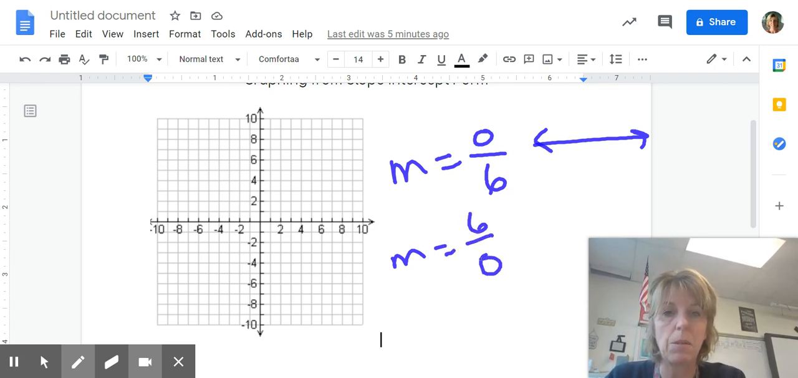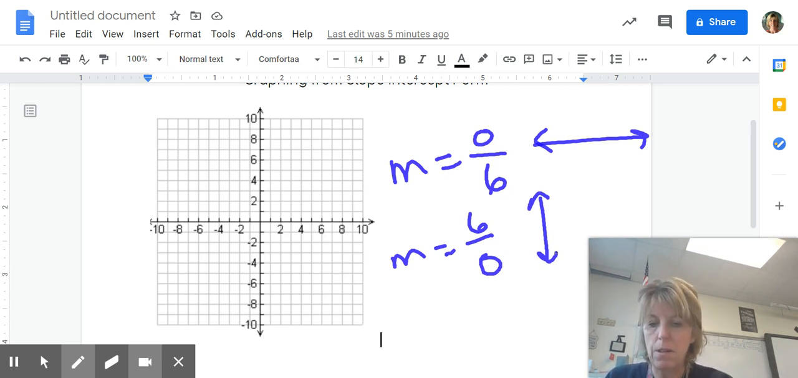if I have 6 things, can I put them into 0 groups? I can't. They have to go somewhere. So that slope is undefined. It's not possible to divide by 0. So that's undefined, and it will be parallel to the y-axis crossing the x-axis at some point in time.